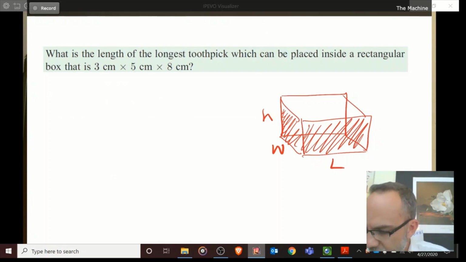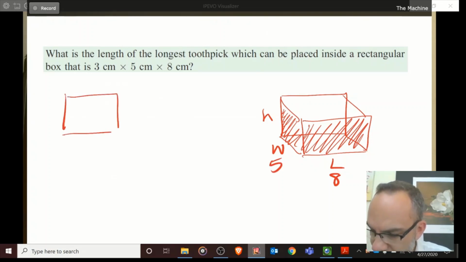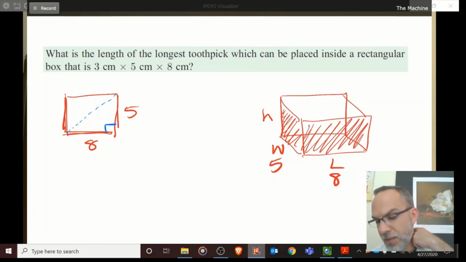Let's just look at the base. This is going to be like an 8 down here, and this is going to be like a 5. So what's the longest distance in that base of 8 by 5? Don't tell me 8, because looky here. If I do the diagonal, which, if it's a rectangular base, that's a right angle, then that's actually longer than 8, wouldn't it be?